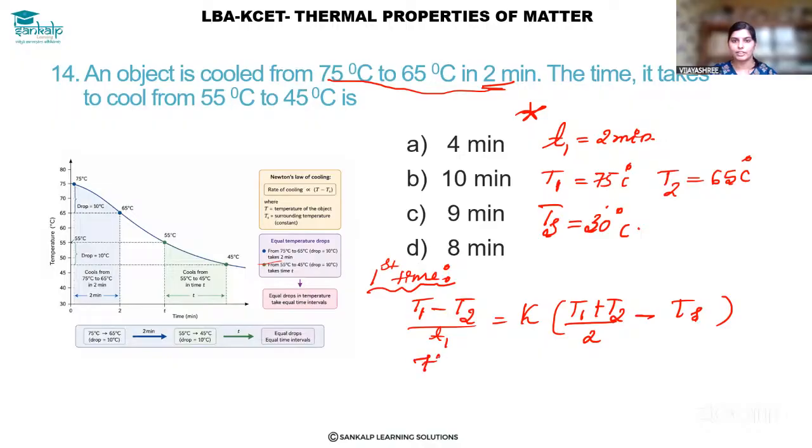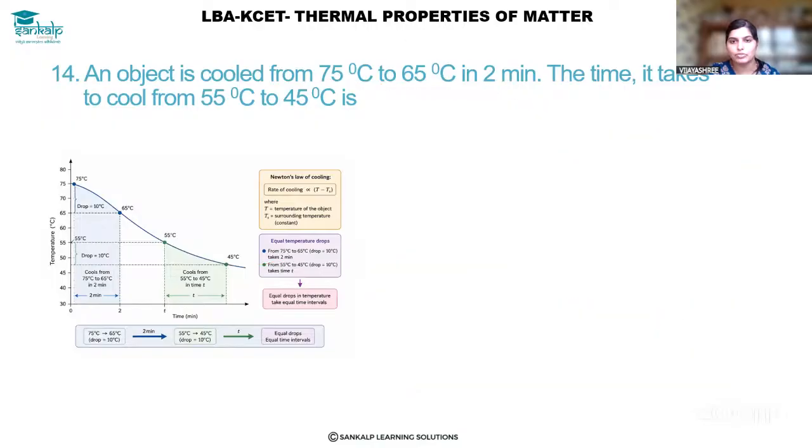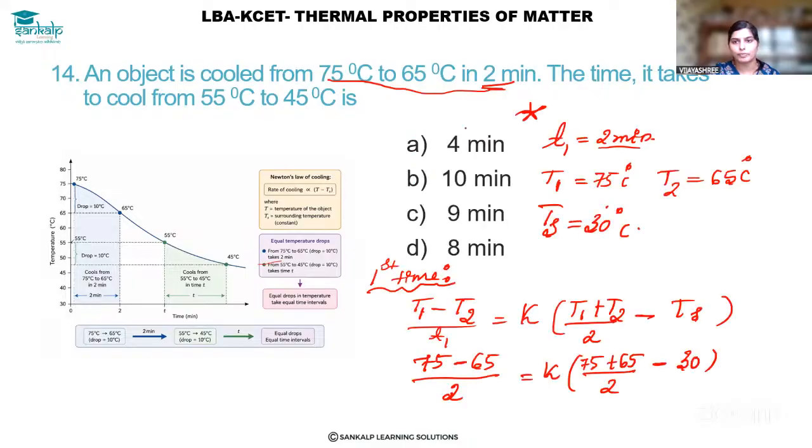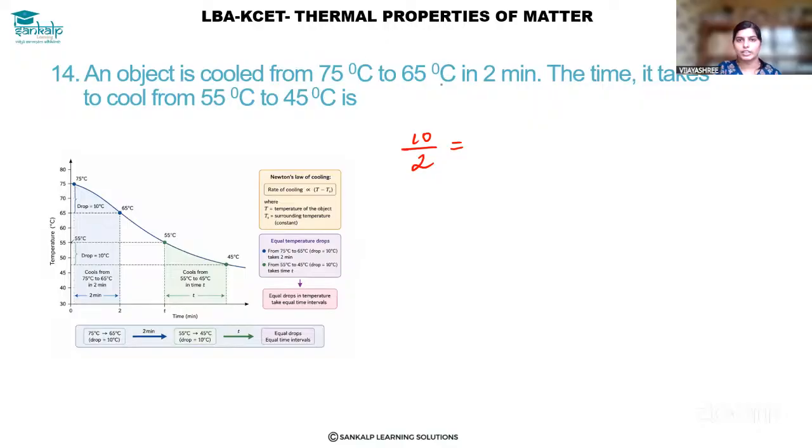So T1 is 75 degrees Celsius, T2 is 65 degrees Celsius, and t1 is 2 minutes, they have given. So I write that, 2 minutes, which is equal to K into (T1, that is 75, T2 means 65) divided by 2 minus 30 degree Celsius. So I will move on to the next slide. 75 minus 65 means 10, by 2, which is equal to K into (75 plus 65 divided by 2, which is 70 degrees Celsius).